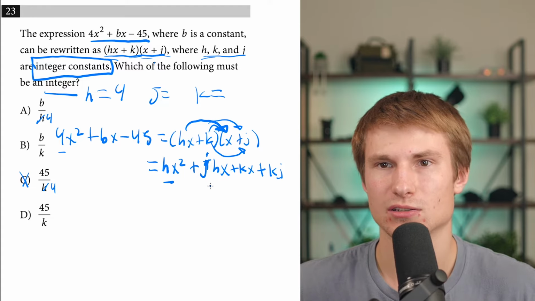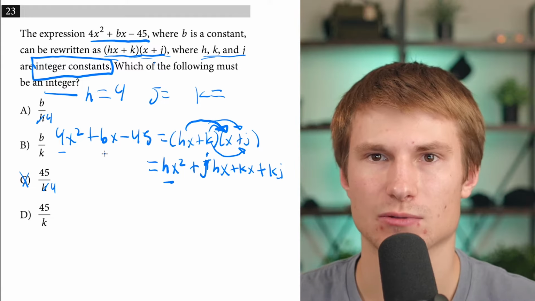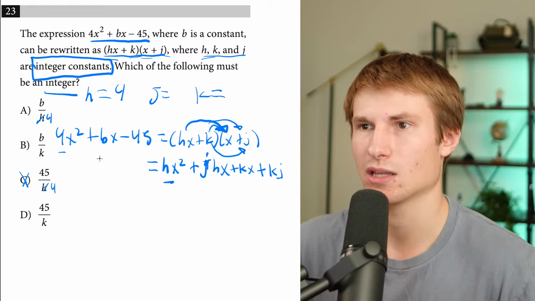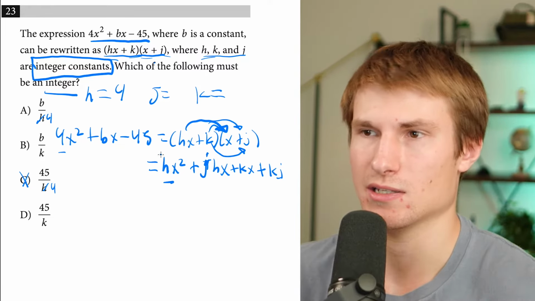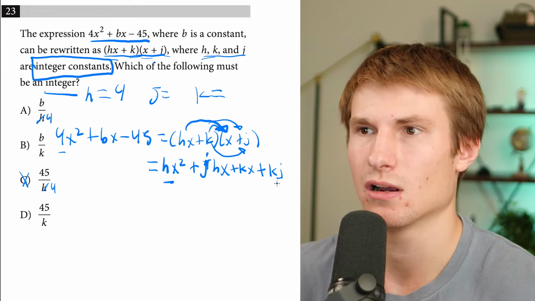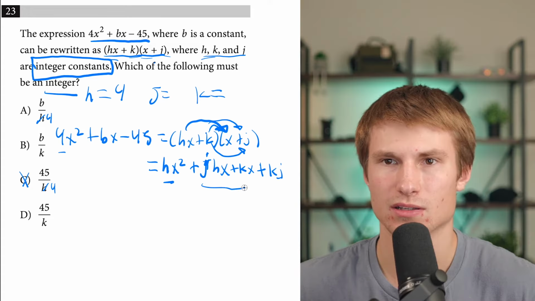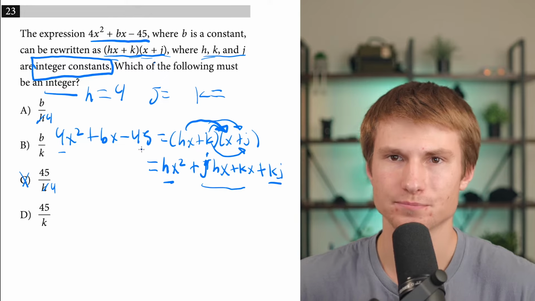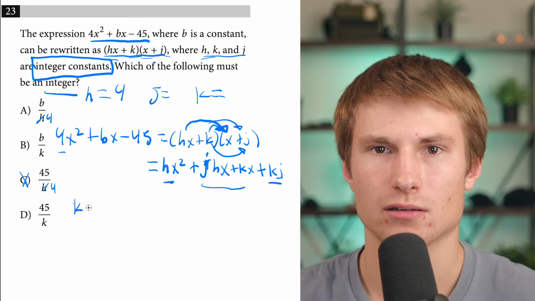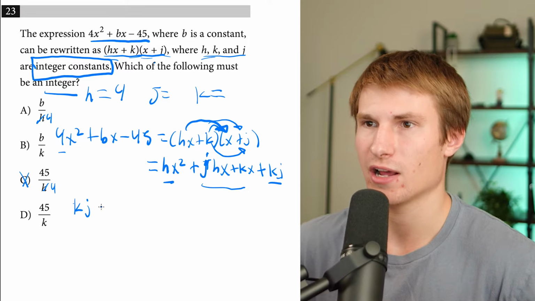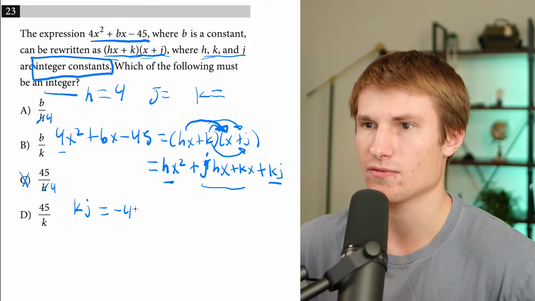We have this jhx plus kx would equal bx, but I don't think that's very helpful because I don't see how we can isolate anything easily there. So let's just check kj because that's easier. And then we'll come back to this term if we need to, but we got kj and negative 45. So k times j, since it's the only value that doesn't have an x value, must equal negative 45.